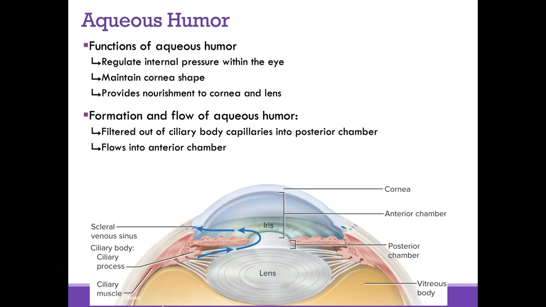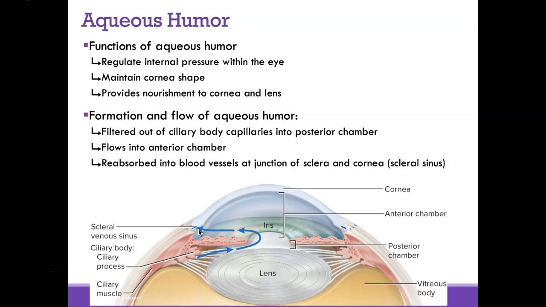So tears are first filtered out of capillaries. So that comes from blood. So the ciliary body capillaries filter out the blood to make tears that are first secreted into the posterior chamber, which is between the lens and the iris. And then from the posterior chamber, it goes into the anterior chamber. At the scleral sinus, it is reabsorbed into the blood vessels, and that's where the humor returns to the blood.